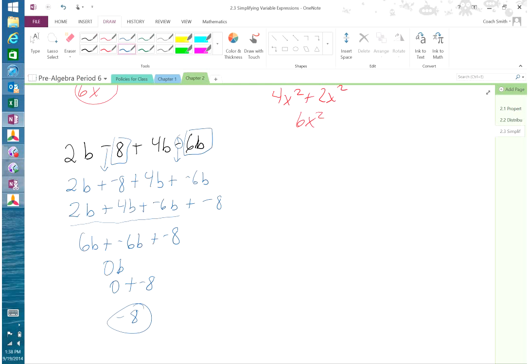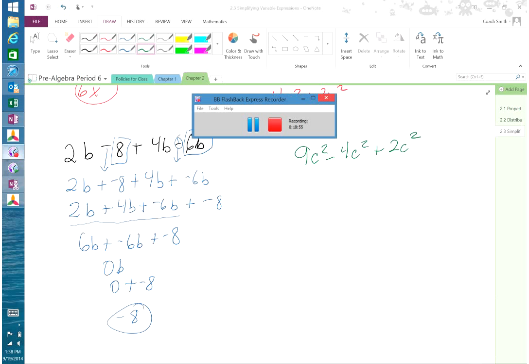All right, now I want you to try this one on your own: 9c squared minus 4c squared plus 2c squared. All right, who has an answer? Joshua? 7c squared. Yep.